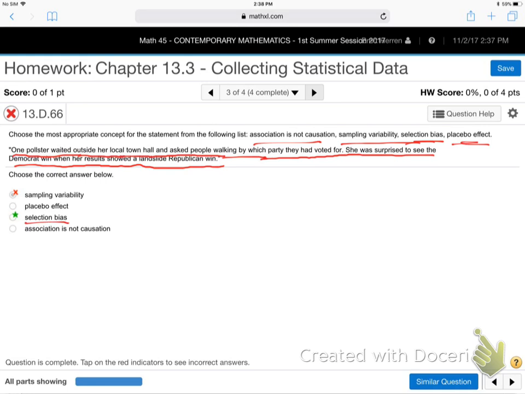Let's go through these one at a time. Why can't it be placebo? Well, that's just totally the wrong term, right? That's for a clinical study with medicine and surgery. That's not asking people who they voted for. So it's not that one, right? Sampling variability. What does that mean, sampling variability? Are you familiar with that term? Random sample. Yeah, just the fact that samples vary.